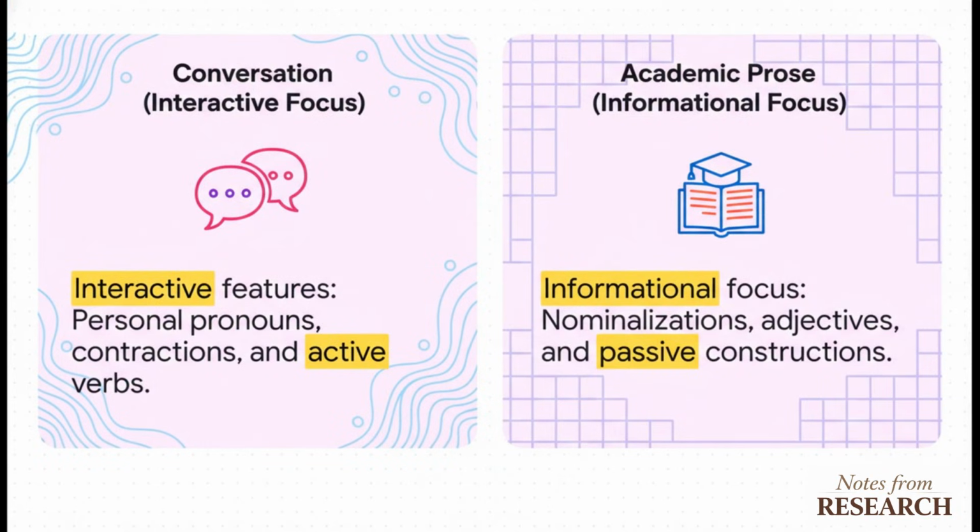And this slide illustrates that concept perfectly. Just look at the typical linguistic features of 2 very different registers. Conversation is interactive and personal, so you see things like personal pronouns, contractions, and active verbs. Academic prose, on the other hand, is all about informational focus. That leads to dense, impersonal constructions like nominalizations, turning verbs into nouns, and a lot more passive voice. The key insight here is that these features don't just show up randomly. They co-occur because they work together to serve the functional needs of that specific situation.